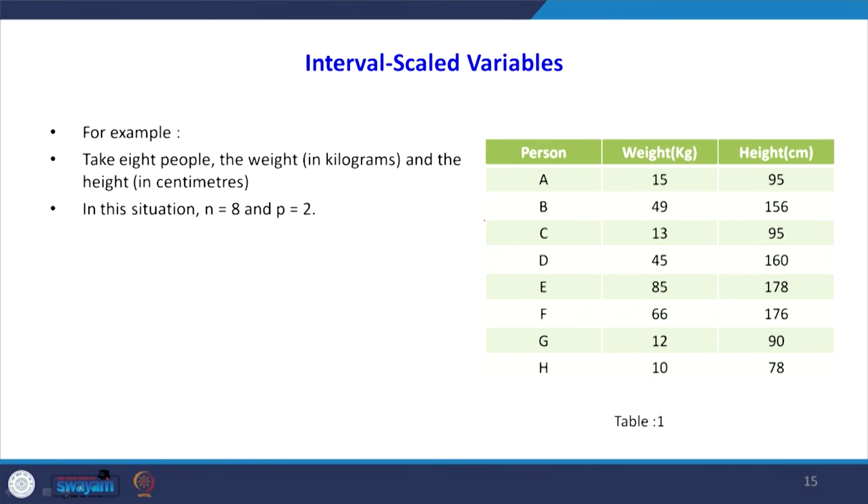For example, take 8 people. In rows we have objects. In columns we have 2 variables, one variable is height, another variable is weight. Take 8 people, the weight in kilogram and the height in centimeter is given in the table. In this situation n equal to 8 because there are 8 rows, p equal to 2 because there are 2 variables.